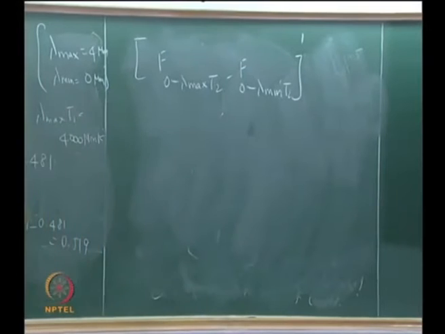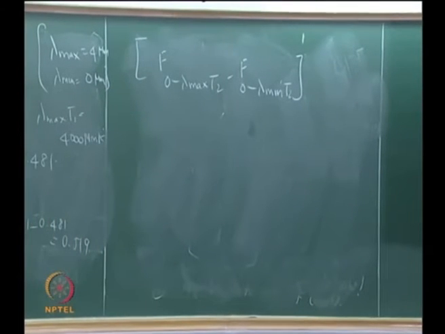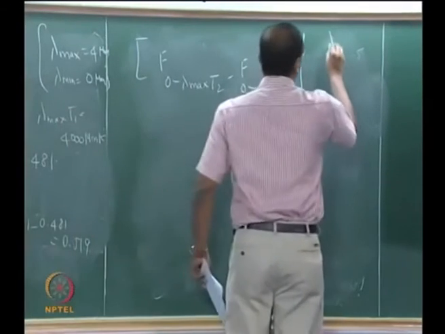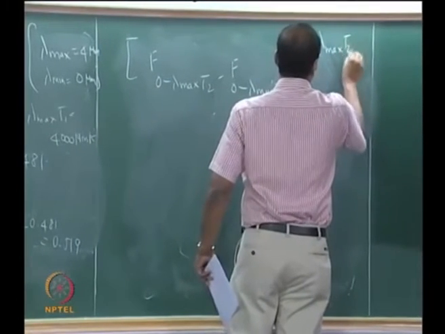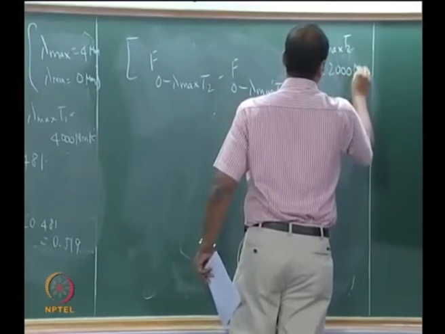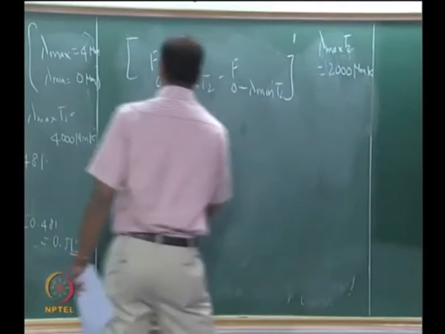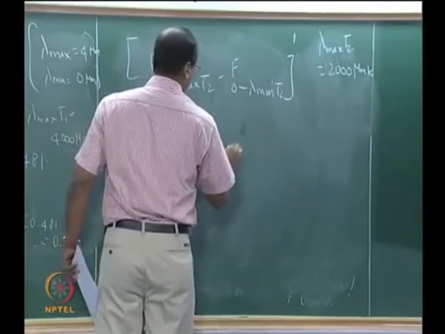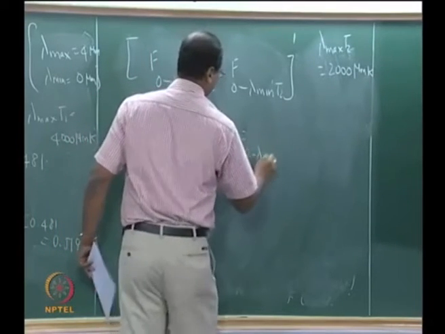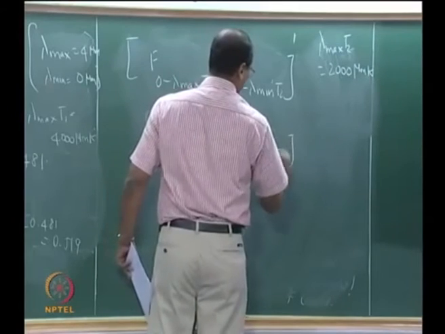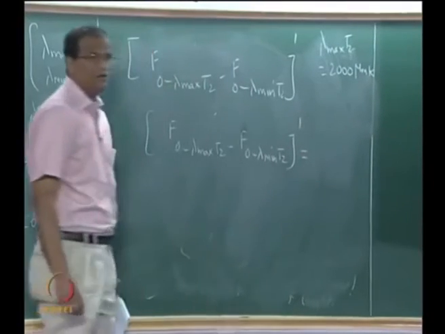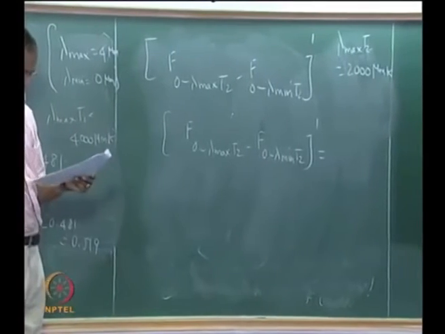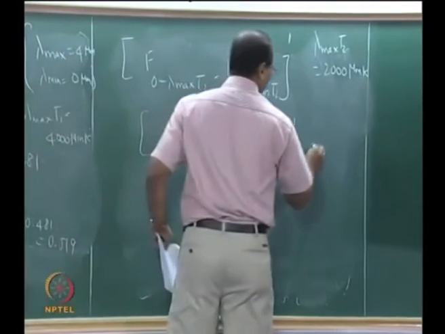I have to do that for the T2 first band. So what is the story there? Lambda max T2 equal to 2000 micrometer Kelvin. Therefore that is F of 0 to 2000, how much is it? 0.061, very good.